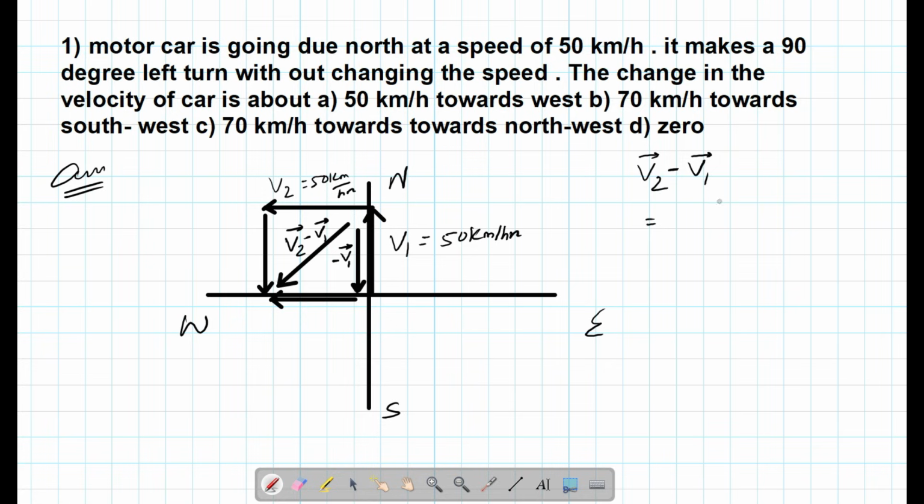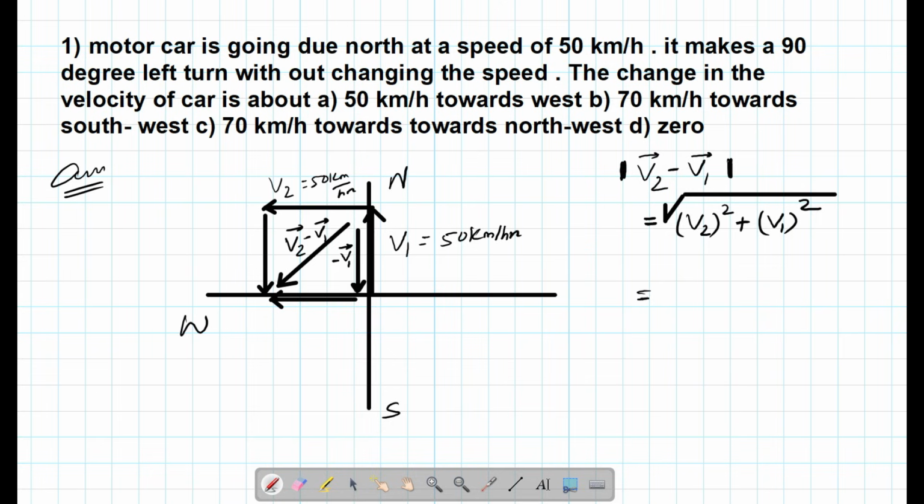So find the resultant velocity, V2 minus V1. V2 minus V1 equals how much? The resultant velocity equals the square root of V2 square plus V1 square. So that is the resultant velocity.